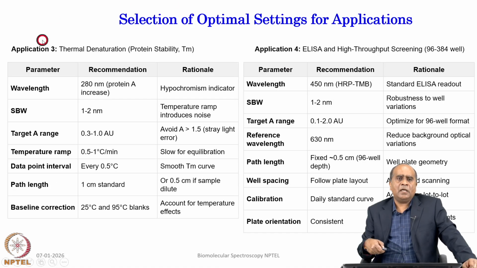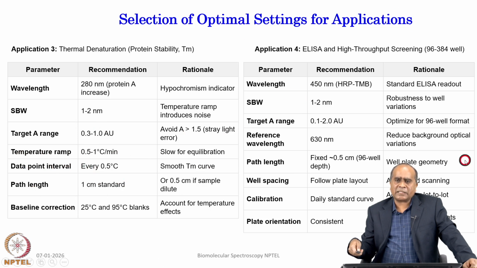Now, when we are doing thermal denaturation, like protein stability and Tm, you again choose the wavelength, spectral bandwidth and target range correctly, along with the temperature range, how much we are heating it up. Let it happen slowly. Then the data point interval, how frequently we should collect, say 0.5, a path length of 1 centimeter, and baseline correction one has to do.